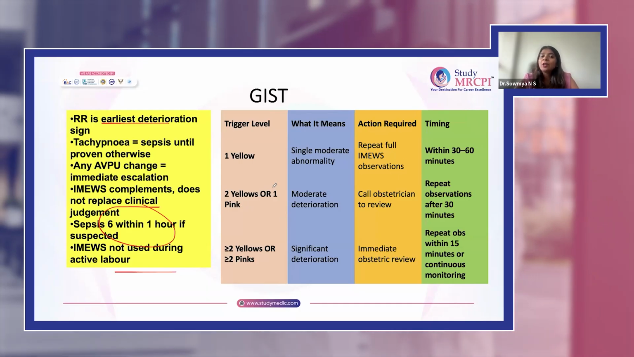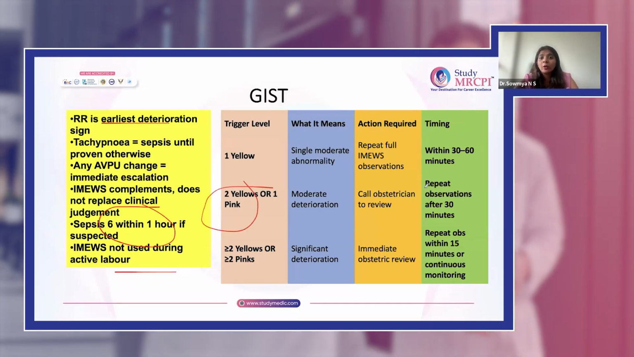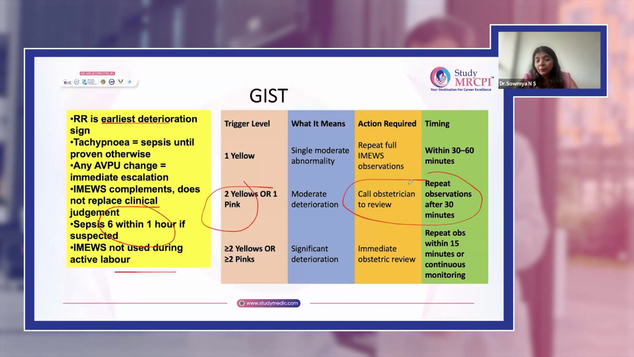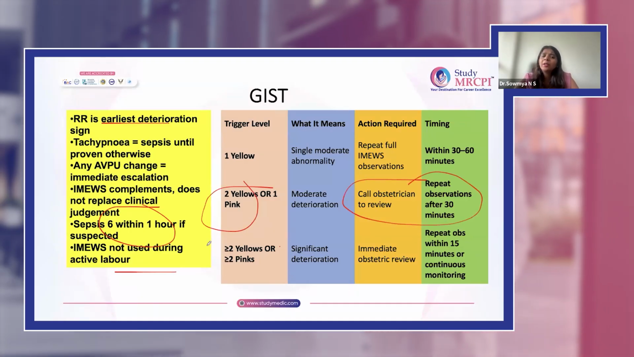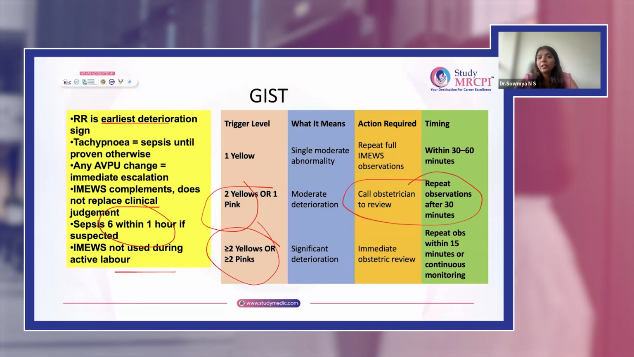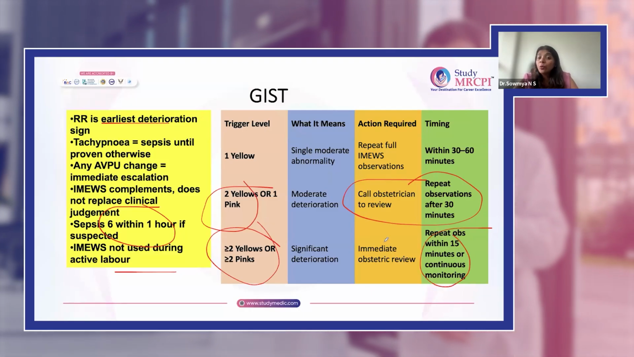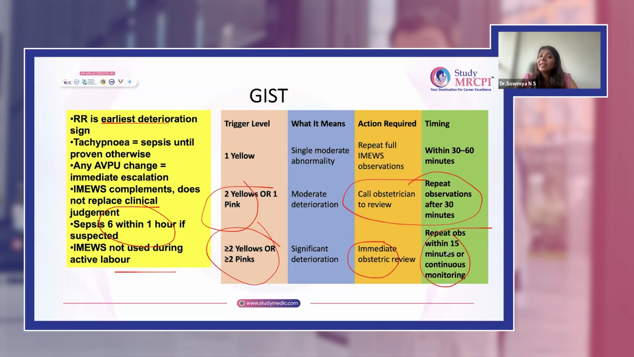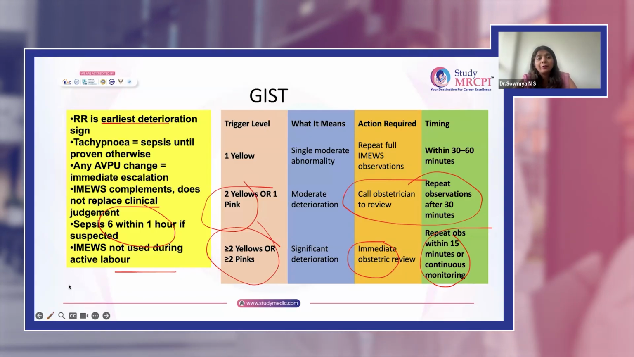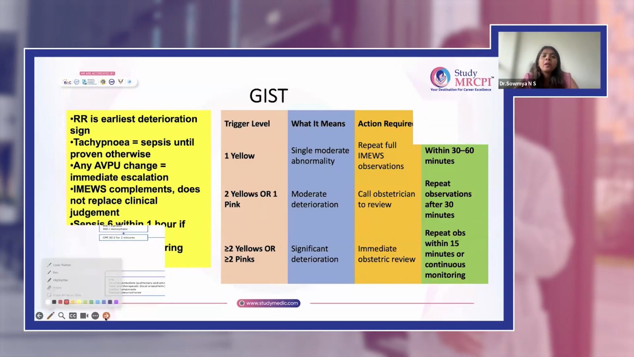Of course, these are the common questions which they ask: 2 yellow or 1 pink, when you are going to review. Observation after 30 minutes. More than or equal to 2 yellow or more than or equal to 2 pinks, you have to do an immediate obstetric review, and again, either continuous or after 15 minutes based on the situation.